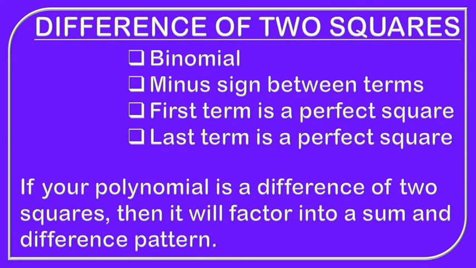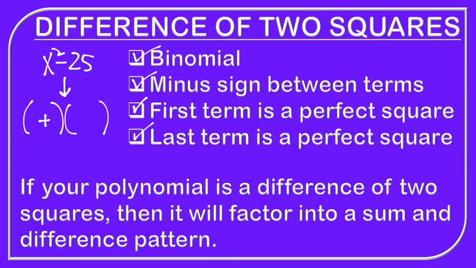Here's an example. If you have x squared minus 25, it's a binomial. There's a minus sign in between. The first term has an a value of 1. 1 times 1 is 1. It's a perfect square. And the last term is 25. 5 times 5. It's a perfect square. So we know that when we factor this into its two binomial factors, it will be a sum and difference pattern. So we'll have a plus and a minus. We'll have x times x is x squared. And 5 times 5 is 25.